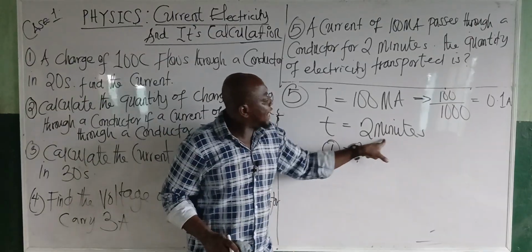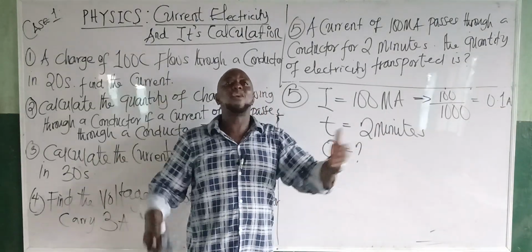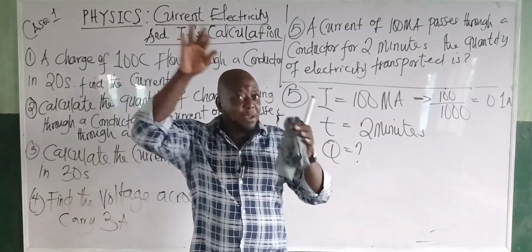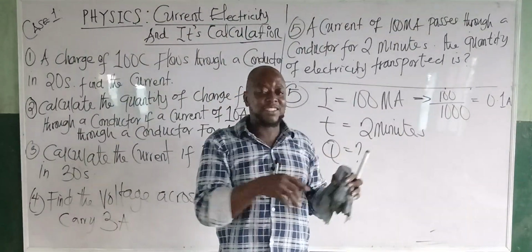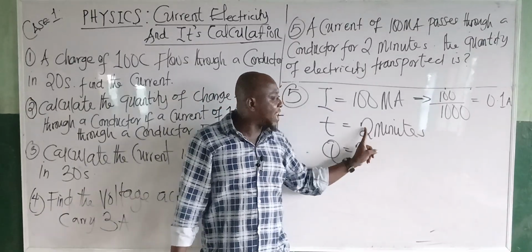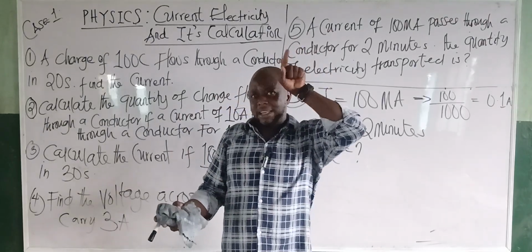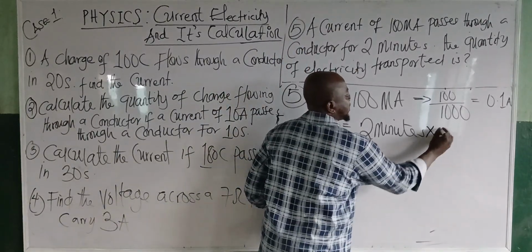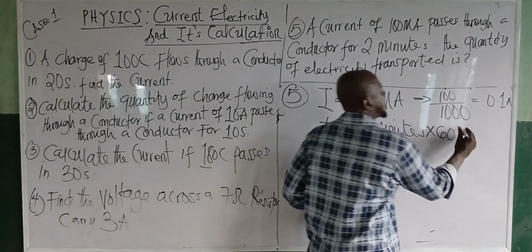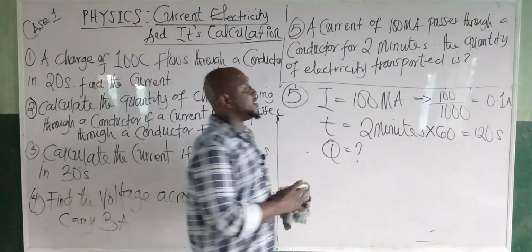Next up, we are told that our time is measured in seconds, not in minutes. Observe that this is in minutes. So how do I convert this to seconds? 60 seconds make 1 minute, 60 minutes make 1 hour. To convert from minute to second, you simply multiply by 60. So I will just multiply 2 by 60, and I'm having 120 seconds. So you have converted this into seconds.